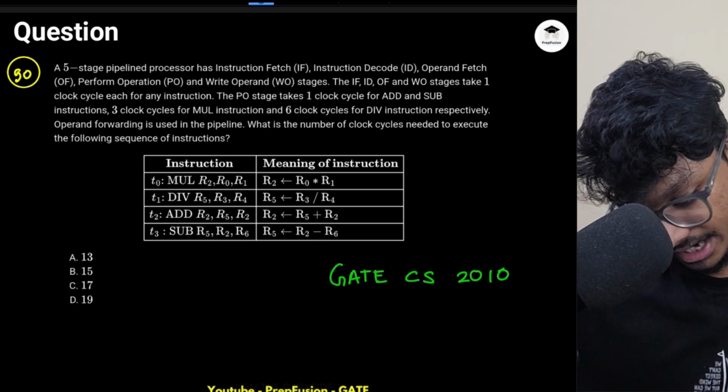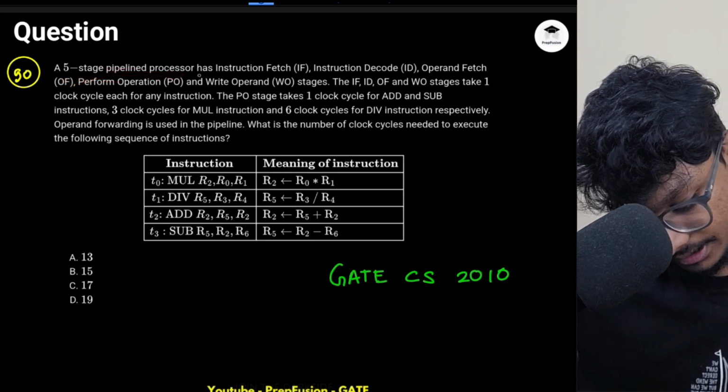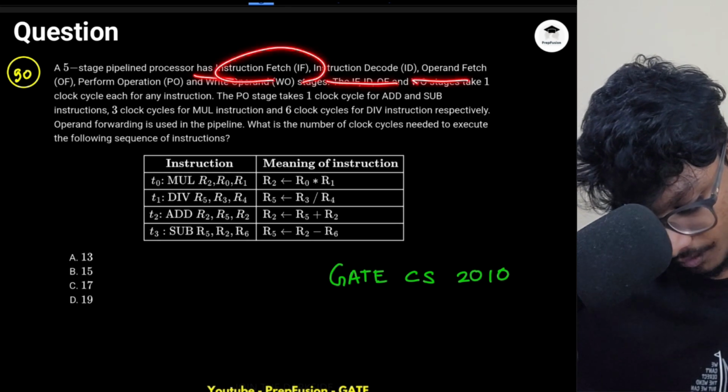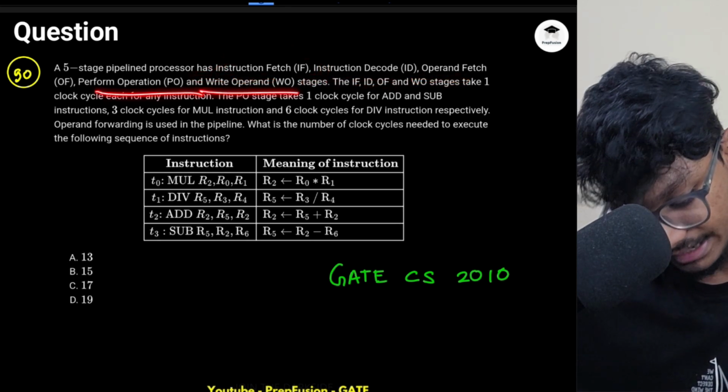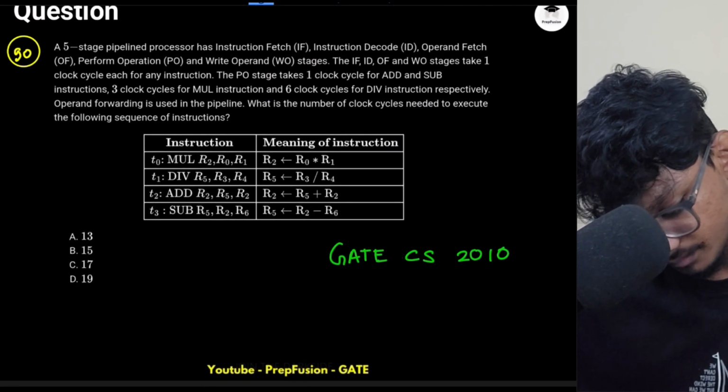Okay, so we have a 5-stage pipelined processor, and it has instruction fetch, instruction decode, operand fetch, perform operation, write operands. Okay, so 5 stages are there. Okay, so K is 5.